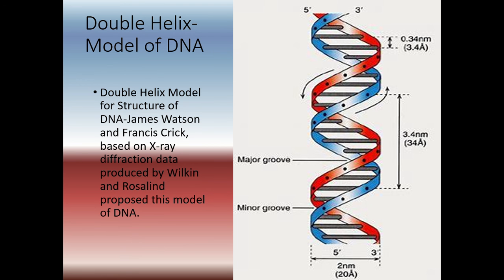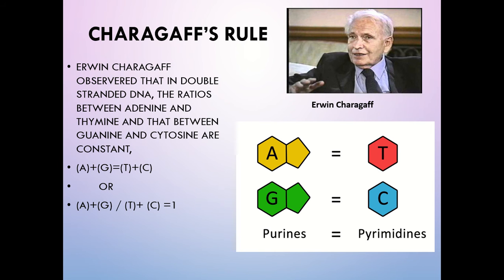Yes, next slide. Now we have Chargaff's rule. Erwin Chargaff observed that in double-stranded DNA the ratios between adenine and thymine and that between guanine and cytosine are constant, as you are seeing here. So we have adenine plus guanine equals thymine plus cytosine. So this is constant.